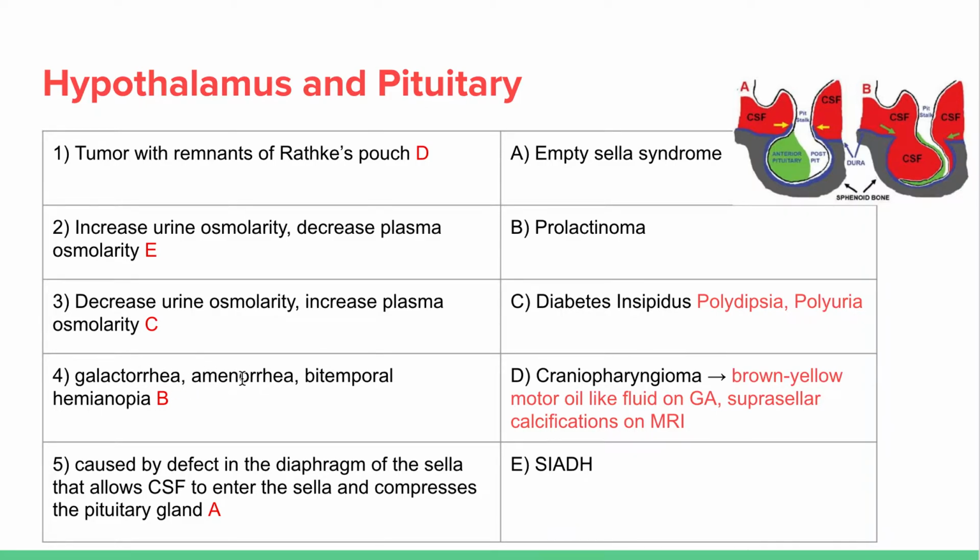Number 4 is galactorrhea, amenorrhea, bitemporal hemianopia. This is what you see in women who have a prolactinoma. In men, you're actually going to see more of infertility issues along with the bitemporal hemianopia.